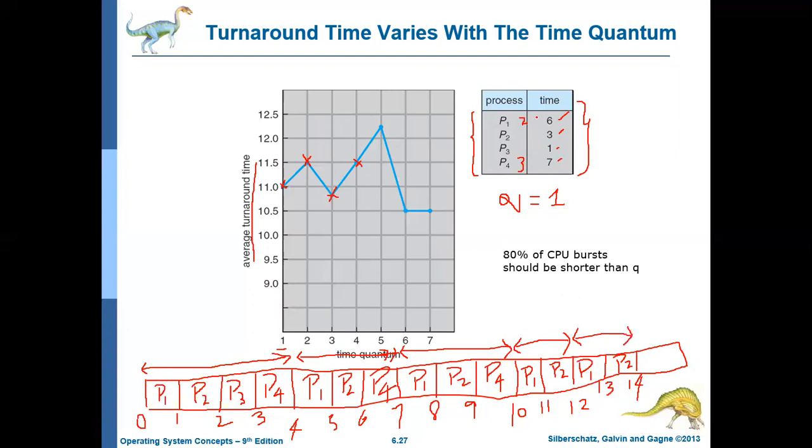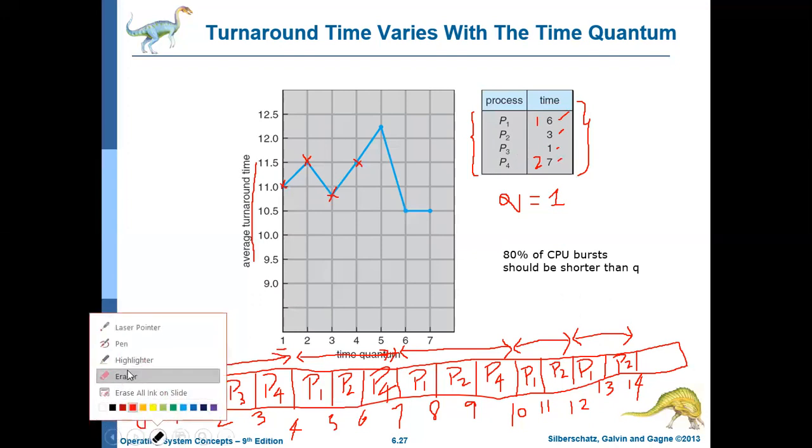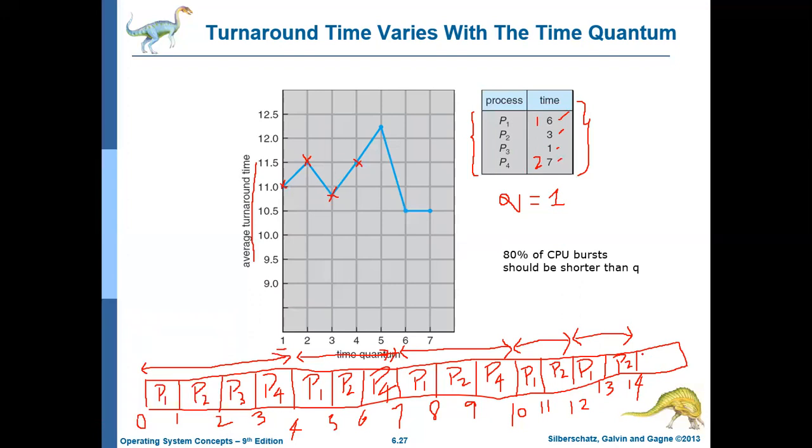After 5 rounds, P1 needs 1 more millisecond to complete, and P2 needs 2 more milliseconds to complete. So during the next round, what happens then? Again, P1 will execute first, and then P2 will execute. P1 will release the CPU at the 15th millisecond, and P2 will release the CPU at the 16th millisecond.